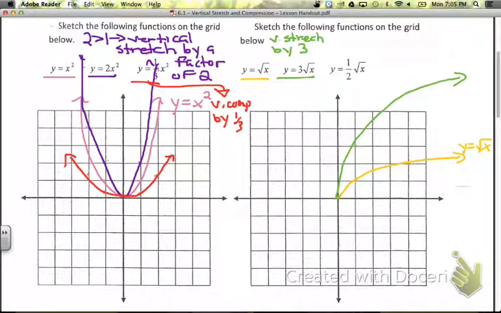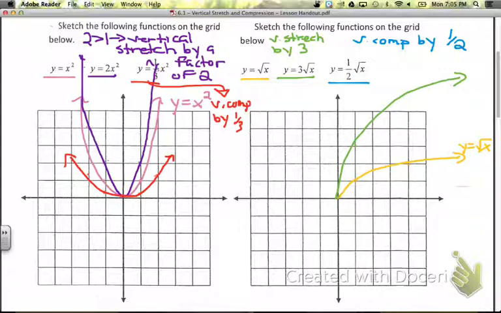And now we can graph our y equals a half root x. So what is that half going to do? That half is going to have a vertical compression effect by a half. So each of our points, the y value is going to be multiplied by a half.